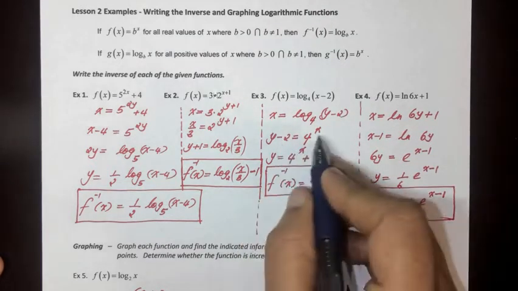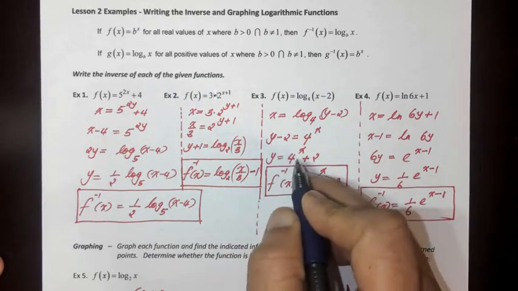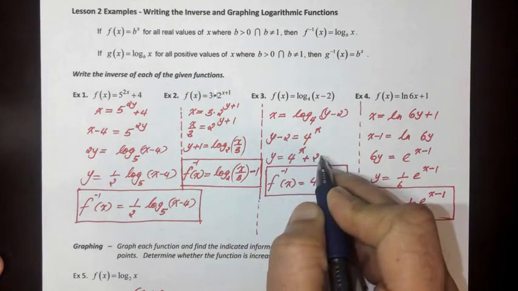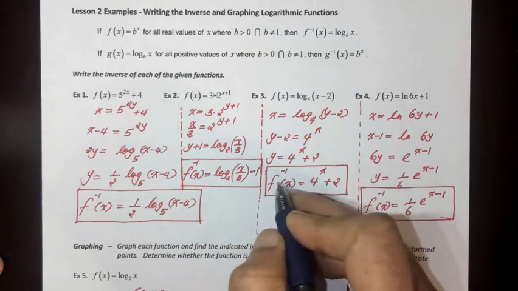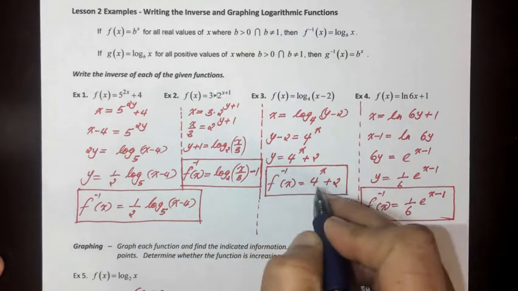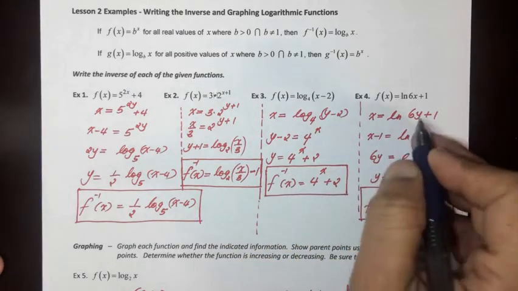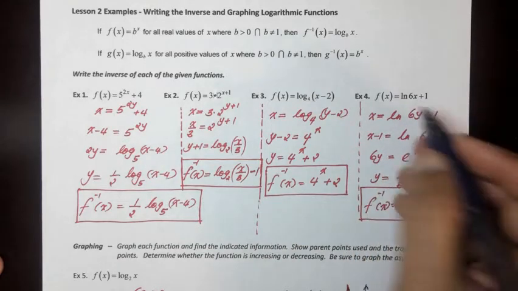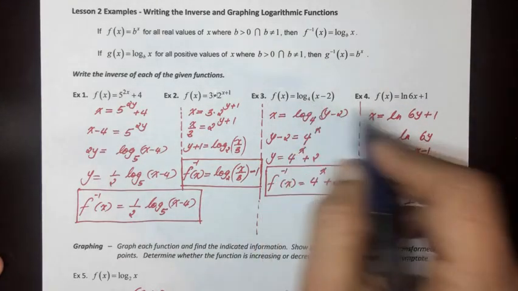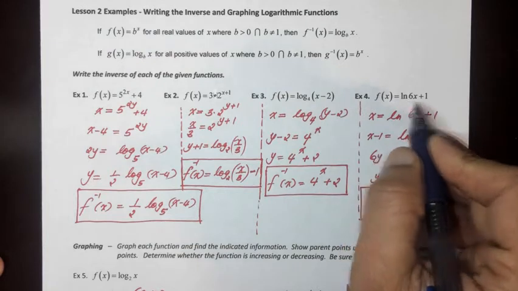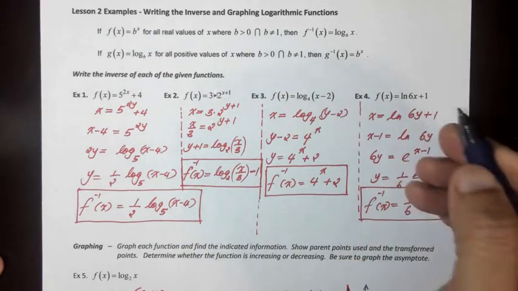Then move the 2 to the other side. The answer is y is equal to 4 to the power of x plus 2, and use the right notation, which is f inverse of x equal to 4 to the power of x plus 2. Same thing here, but the only difference between number 3 and 4 is this is a natural logarithm. You know the base is e.